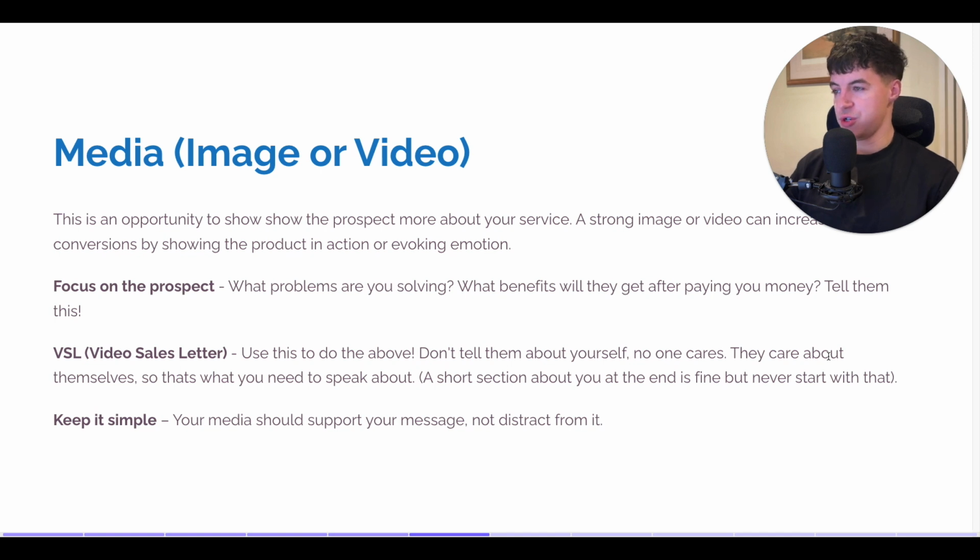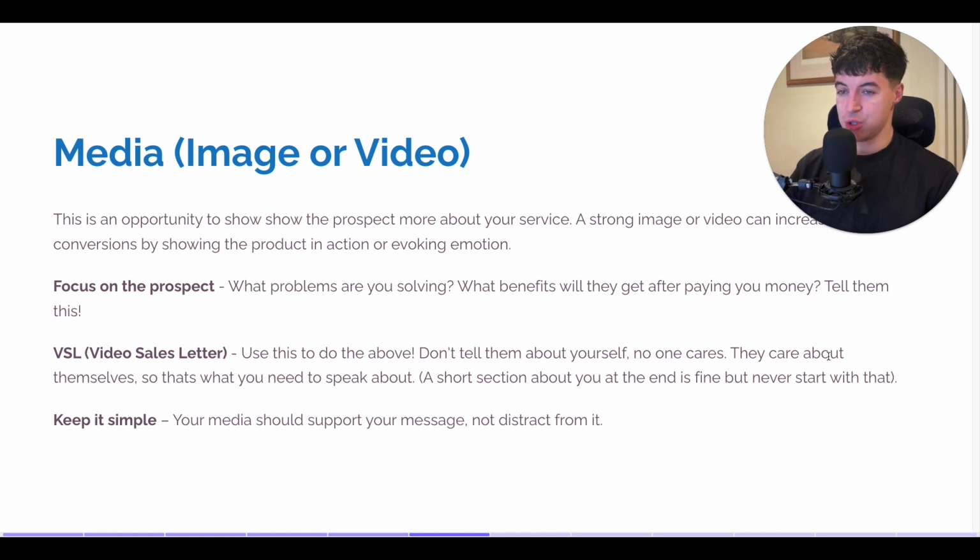So this is an opportunity to show your prospect more about your service. A strong image or video can increase conversions by showing the product in action or evoking emotion. Okay, so essentially all we're trying to do here is tell a bit more of a story, show our prospects more about the thing that they are inquiring about or looking into or thinking about buying. So again, focus on the prospect like we do in the headline. We need to always make sure that the prospect is the focus.